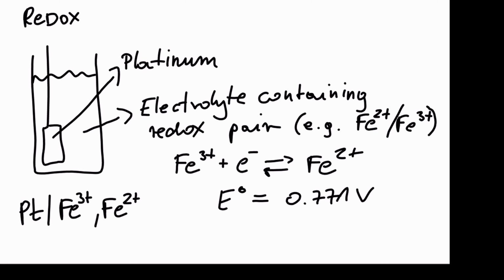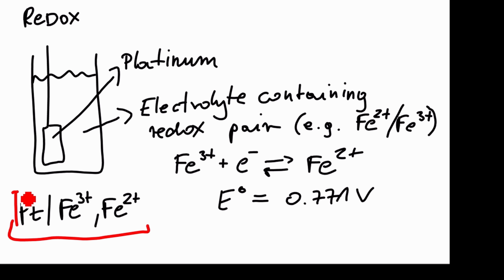And the last half cell type is the redox half cell type. In the redox half cell type, every single component which takes part in the electrochemical half cell reaction is contained in the electrolyte solution. Let's see this scheme.